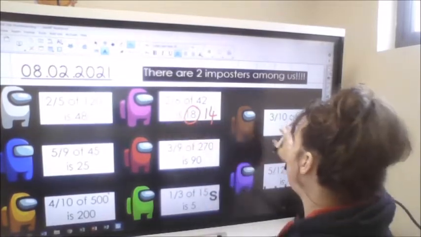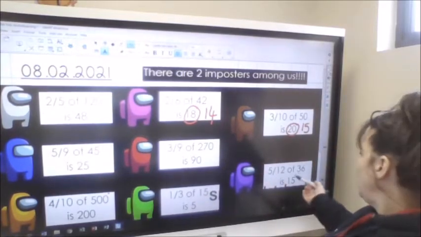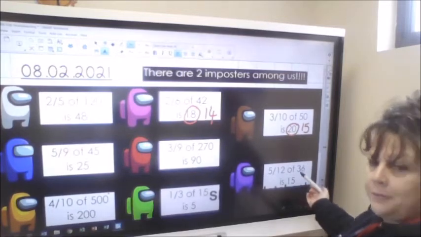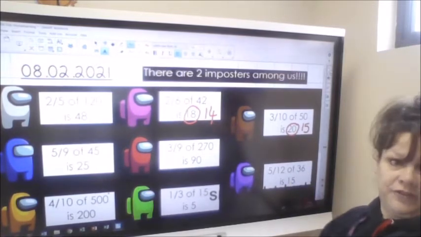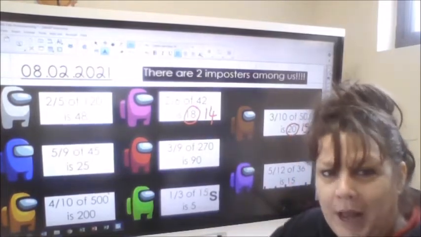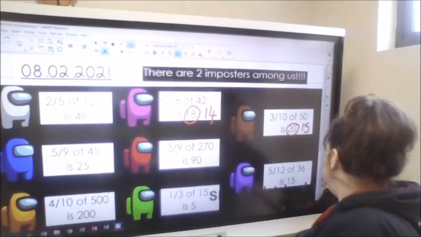So pink and brown are the imposters, but let's do the last one anyway. So 12 into 36 goes 3. 3 times 5 is 15. So we spotted there are only 2 imposters, brown and pink. Hopefully you got them.